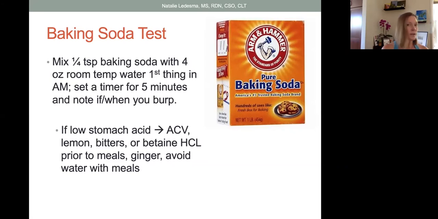That should create a burp. If, however, you don't have enough stomach acid, you may find that you can drink the baking soda solution and you don't burp at all. And that's not uncommon. So it doesn't mean something's wrong. It means that we can definitely help to resolve that.